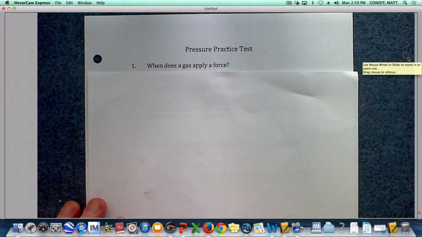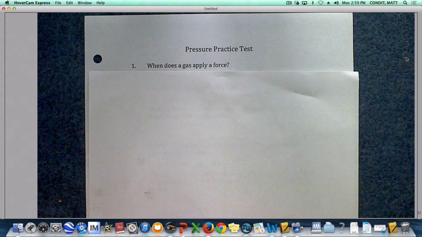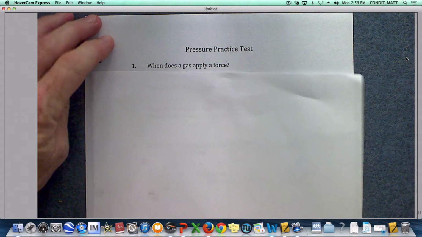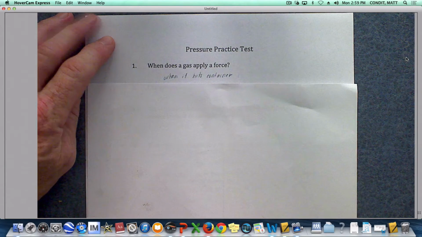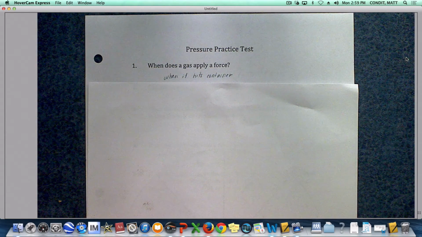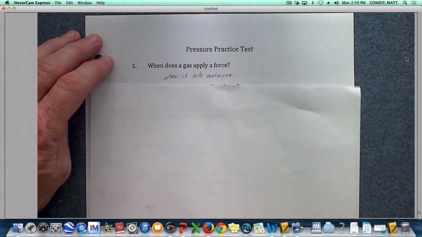Hi everybody, these are the answers for our practice test on pressure. Our first question, when does a gas apply a force? Well, it applies a force when it hits the side of a container. Again, the collision is the key. That's when the force happens.